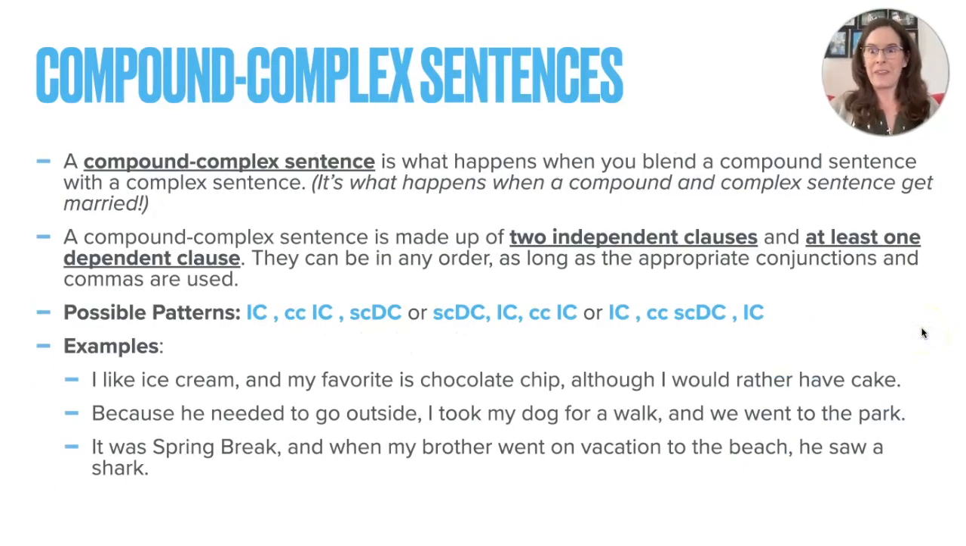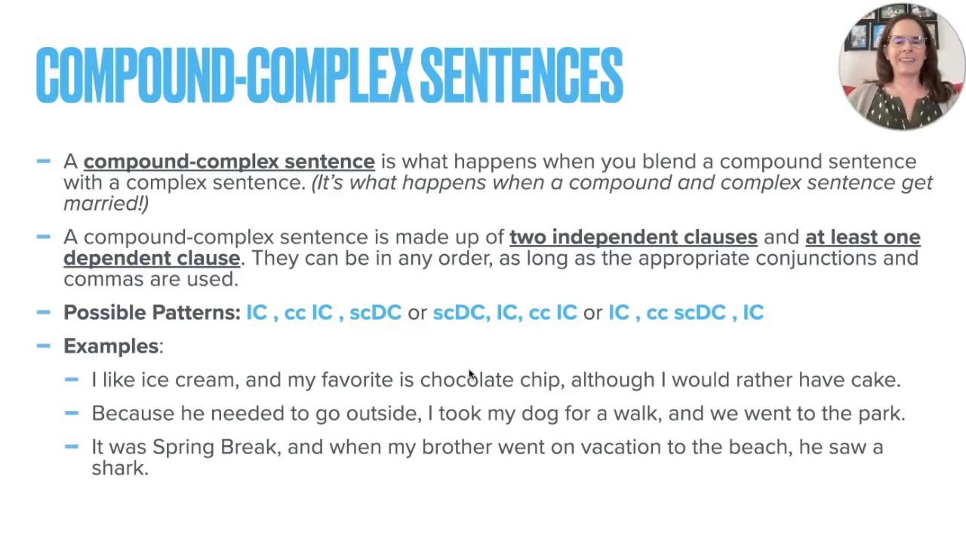Then the last one, the big one, compound complex sentences. This is as if a complex sentence and a compound sentence got married. It's just like a blend of the two. So there are several different patterns that you can use in compound complex sentences, as long as you have two independent clauses and at least one dependent clause. For some reason, my little mouse is not working, but you can look at the possible patterns. You can have an independent clause, comma, coordinating conjunction, another independent clause, and then you can end your sentence with your dependent clause.